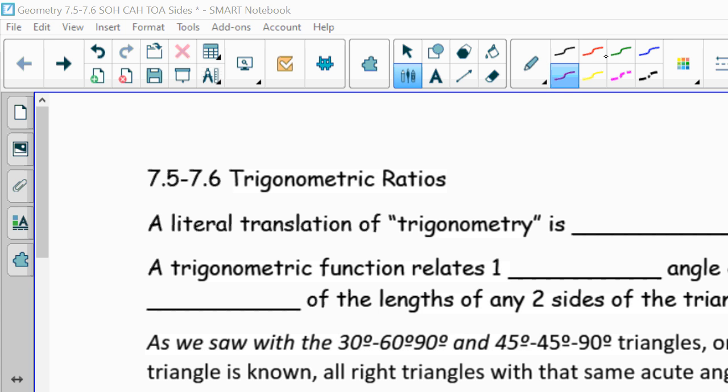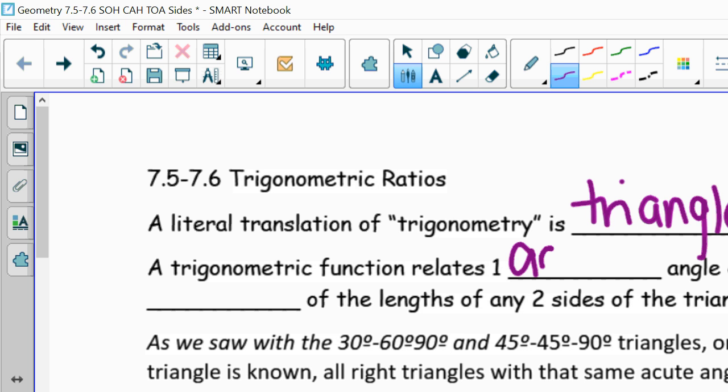All right, today in geometry, we're looking at section 7-5 and 7-6, the trig ratios. This starts out, a literal translation of trigonometry is triangle measure. A trigonometric function relates one acute angle of a right triangle to the ratio of the lengths of any two sides of the triangle.